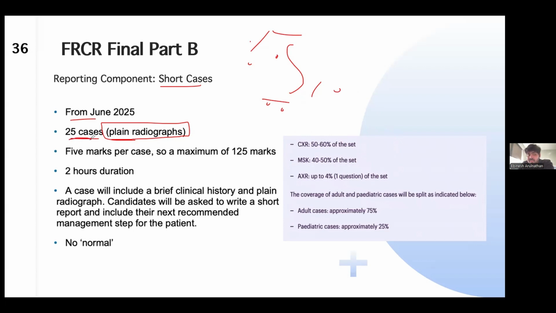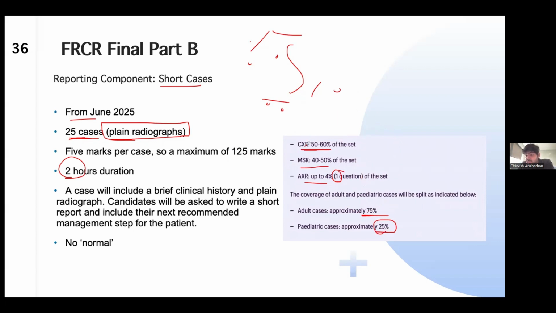So you'll have 25 plain films which you'll have to report in 2 hours. You'll have 120 minutes to report 25 short cases, right? And each case can have multiple findings. Most of these plain films will be chest x-rays, then MSK x-rays, and only one will be an abdomen x-ray. 25 percent of your questions will be pediatrics, be prepared, and 75 percent will be adult.